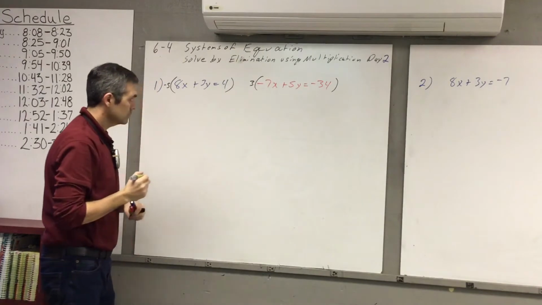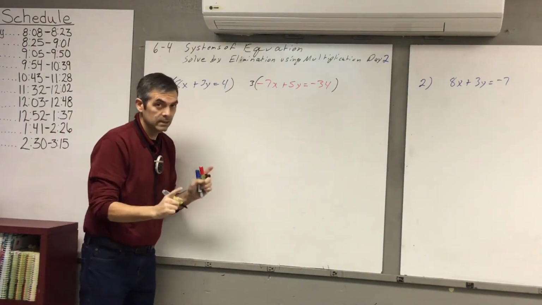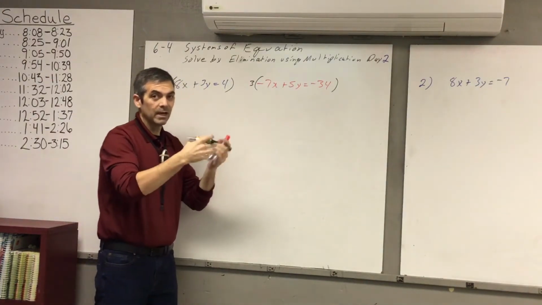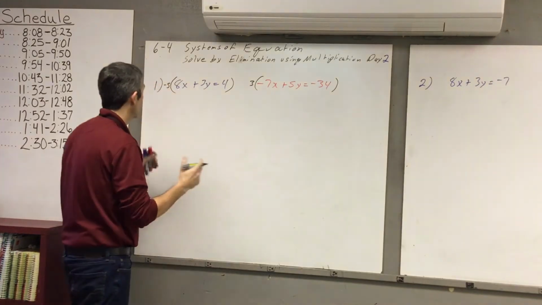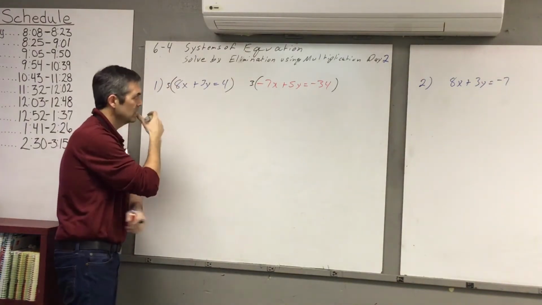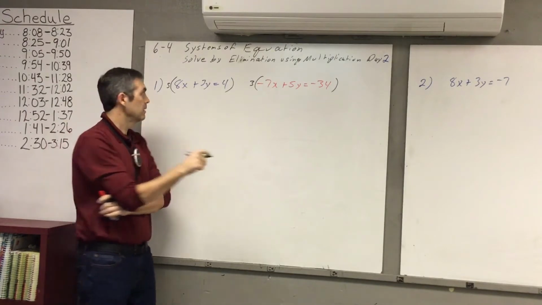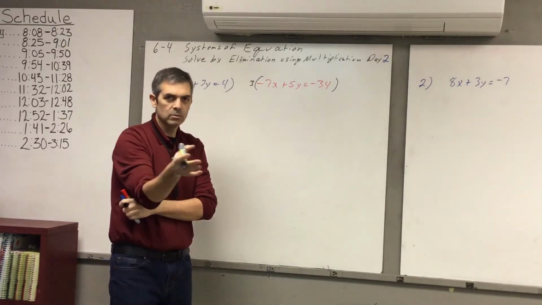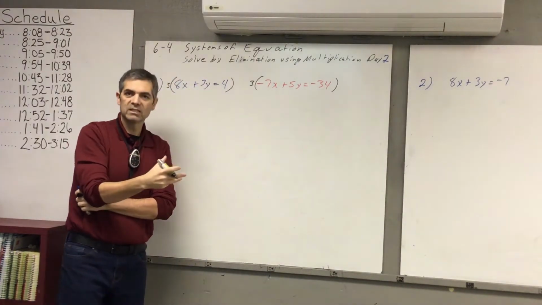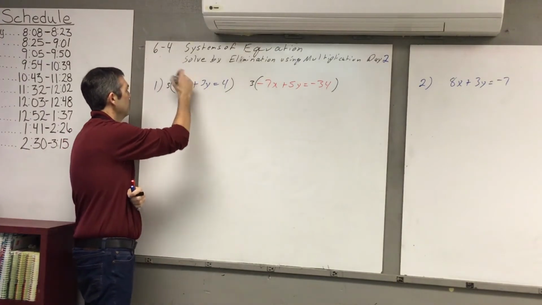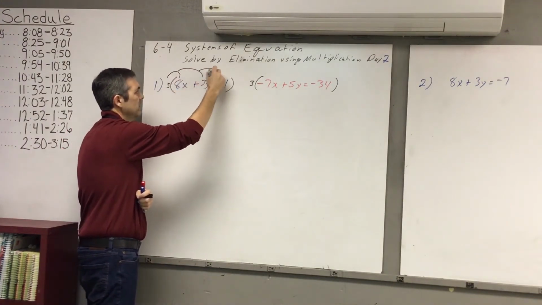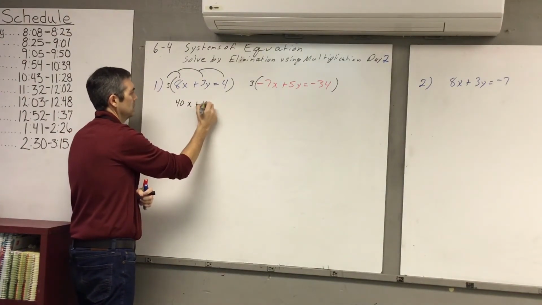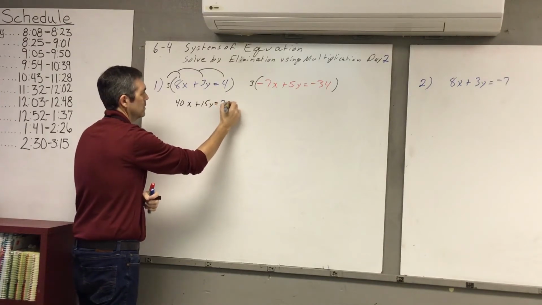Now look, only one of these has to be multiplied by the opposite, so that we can actually get rid of it. The other thing you can do, and I like this better, is multiply them both by whatever the other number is, then change the sign to make it so that we can get rid of it. Let's do it that way. It's going to be a little bit cleaner, and you're going to see it a little bit better. So we're going to do 5 times 8, 5 times 3, 5 times 4. So 40x plus 15y equals 20.